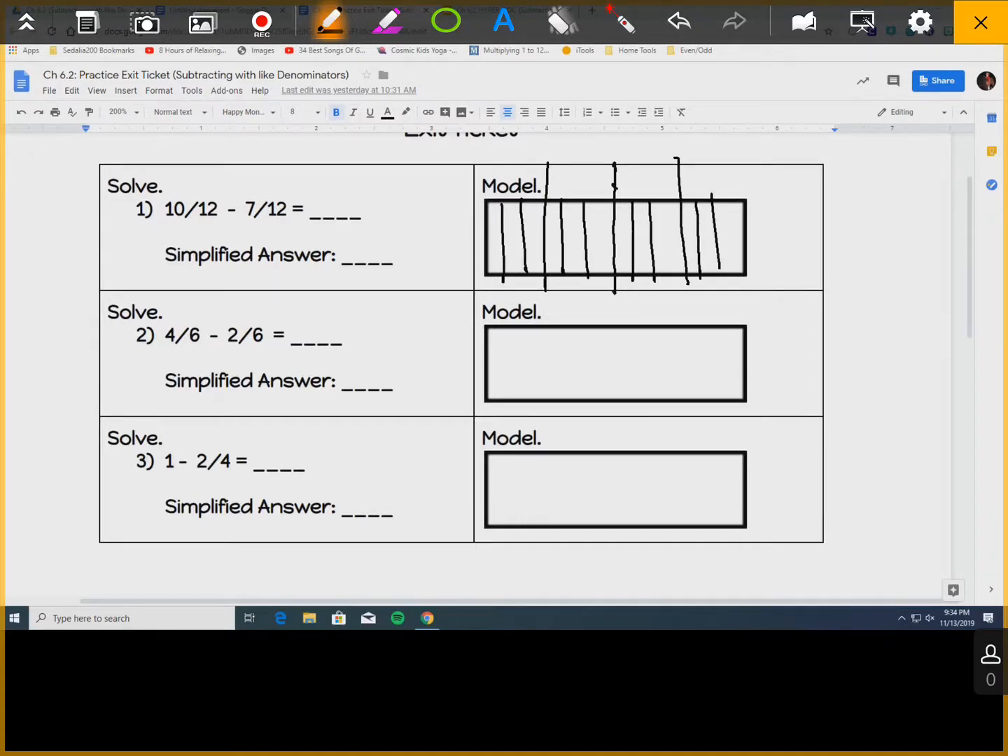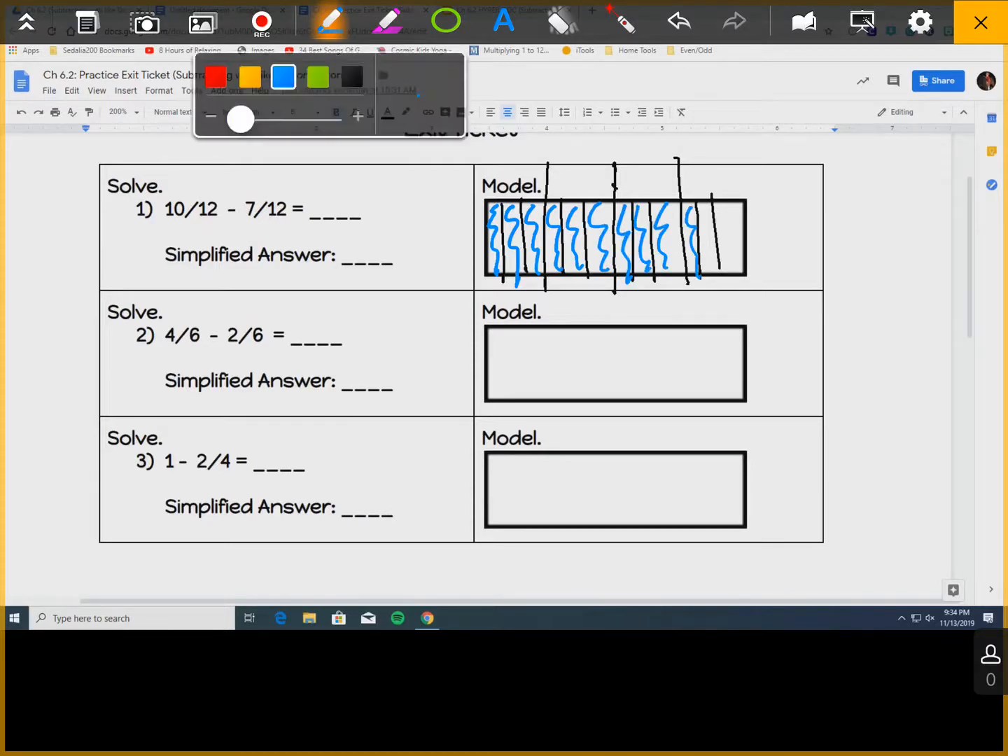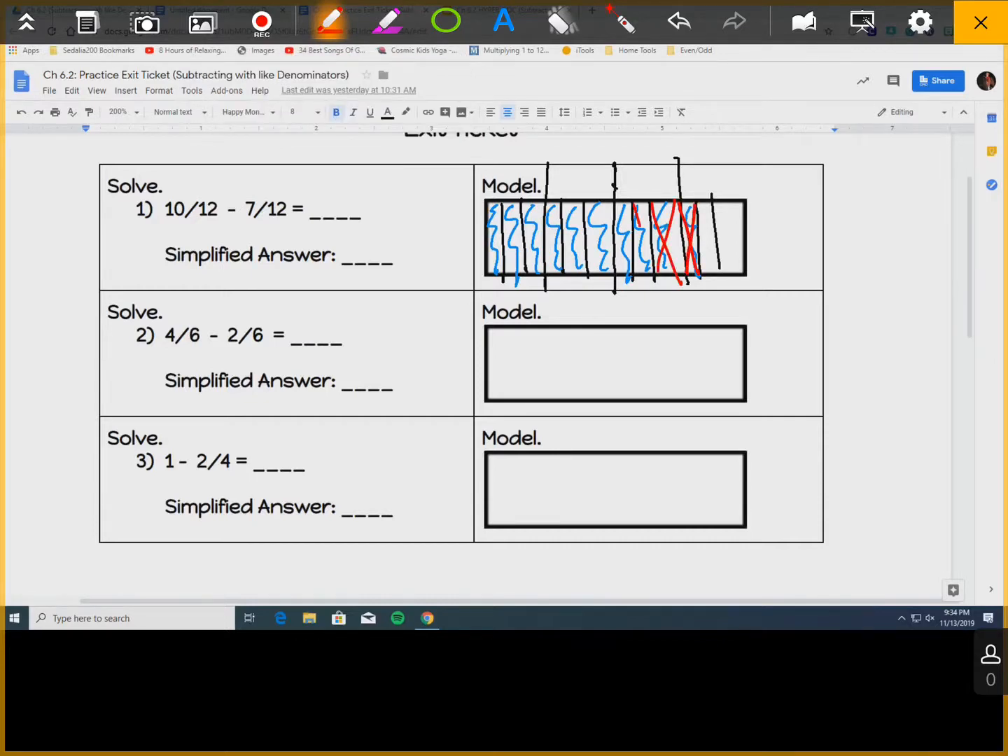I need to start with 10/12, so I'm going to color in 10 of those pieces. And then I'm going to take away 7 of those pieces that I colored in. 1, 2, 3, 4, 5, 6, 7. That leaves me with 3 out of my 12 pieces remaining.